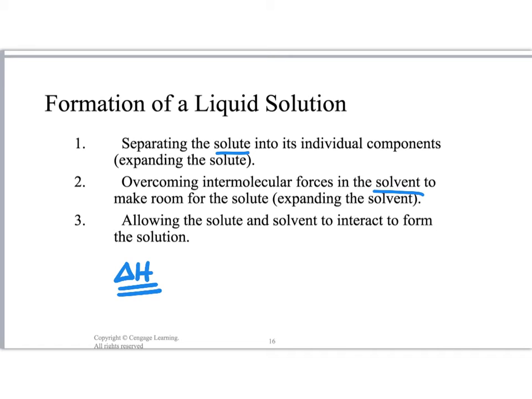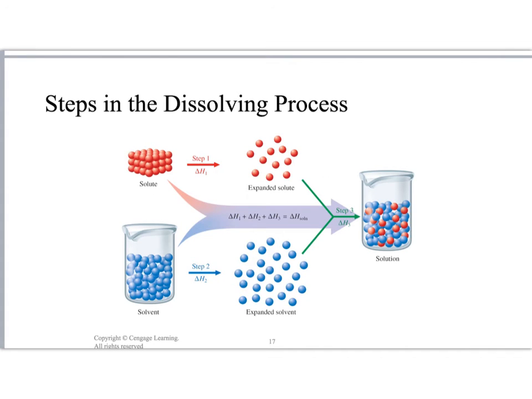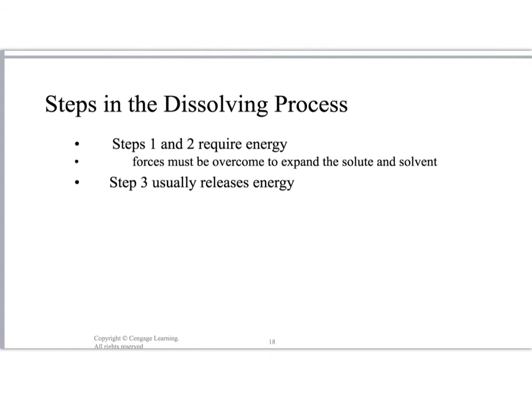They can be positive or they can be negative. And if you remember, a positive delta H value is an endothermic process, and a negative delta H value is an exothermic process. So when these processes happen, you see step 1, step 2, step 3. When you add all of the delta H's of all 3 processes together, you get the overall change in heat for the entire process of forming that solution. And that overall could be positive or negative.